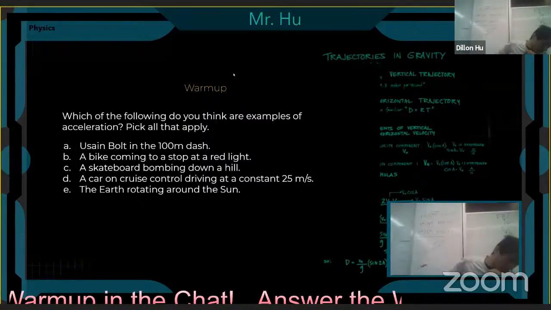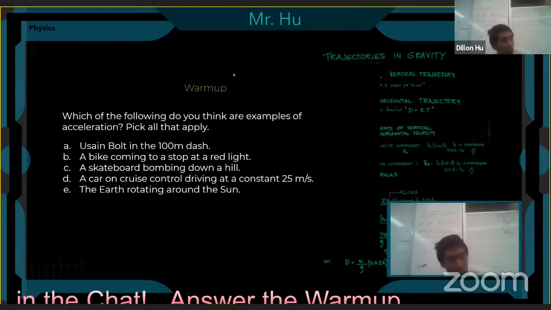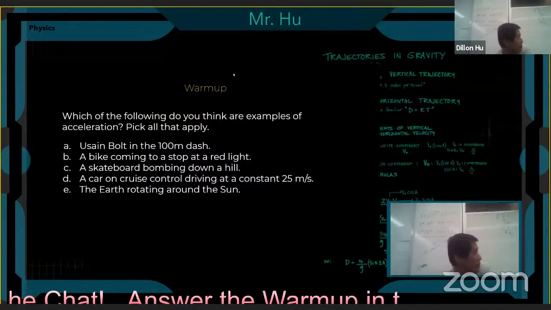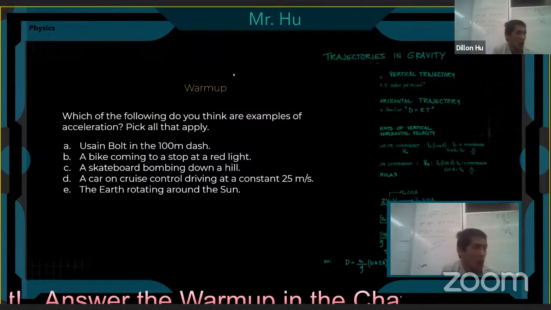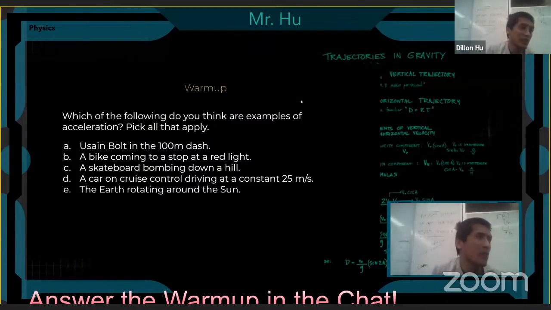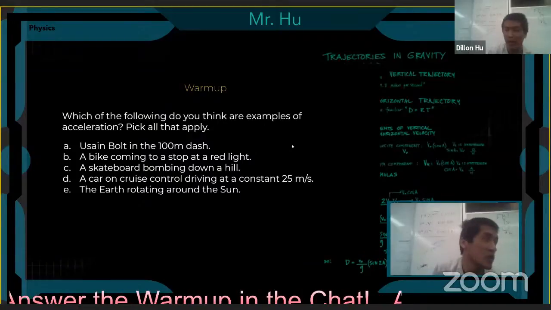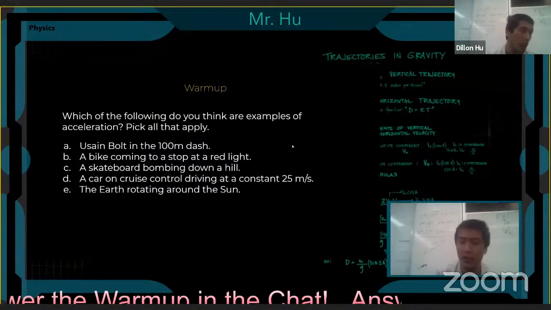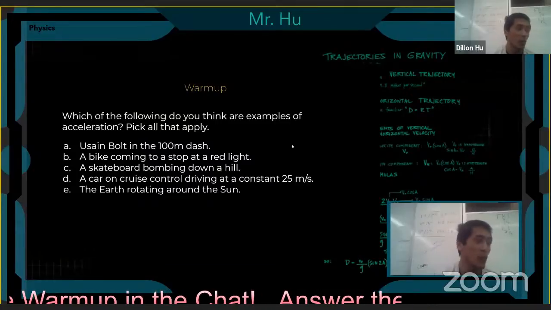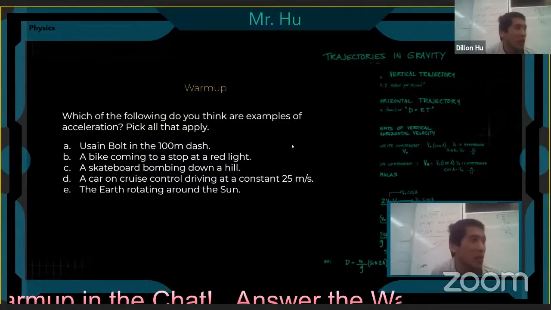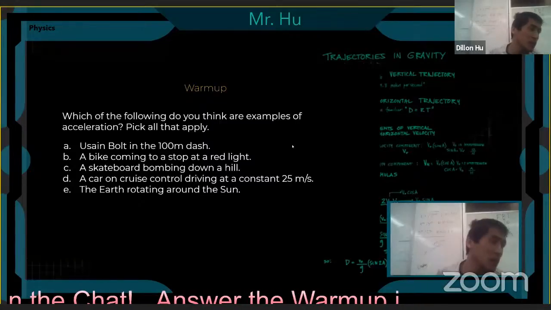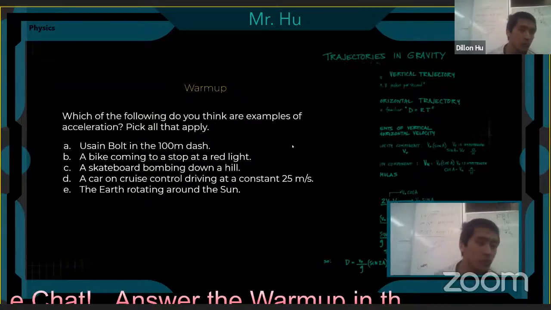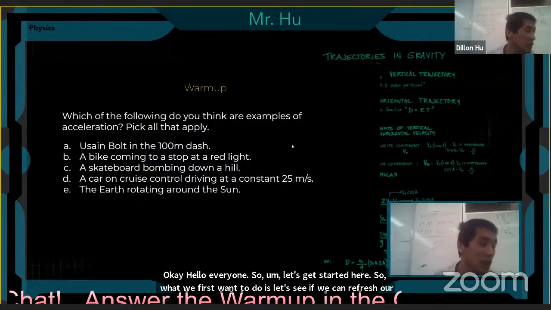Let's get started here. What we first want to do is see if we can refresh our memories on what we think the word acceleration means, what we think acceleration involves, and what we think are examples of acceleration. Here we have a few different possible examples, and we want to pick all of them that we think apply. There are five choices for you. Pick as many as you think apply. Which of these examples do you think are examples of acceleration?